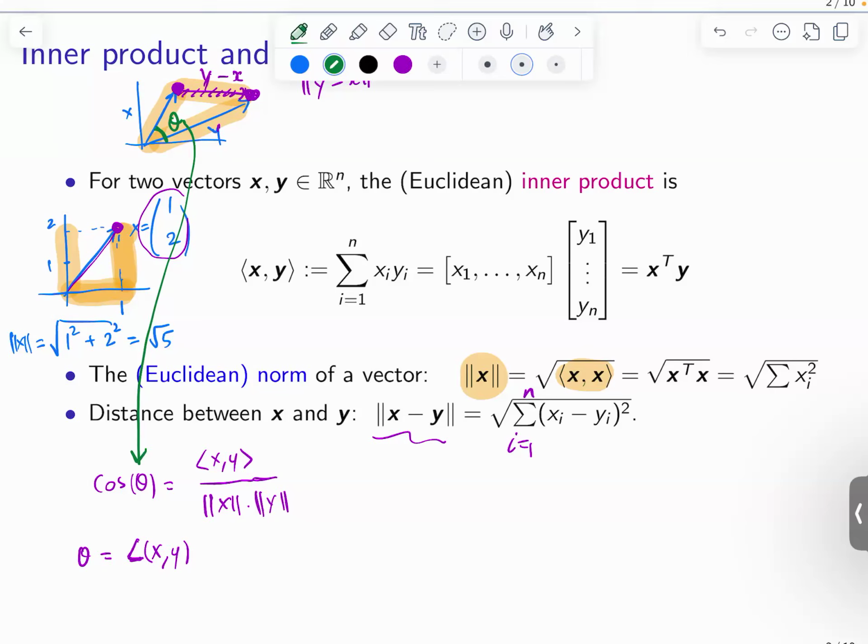So we have the angles, we have the distance. Everything follows from the inner product. The inner product gives you norms and distances and angles, and defines a lot of geometry. Have people seen this? Okay, good. Any questions?